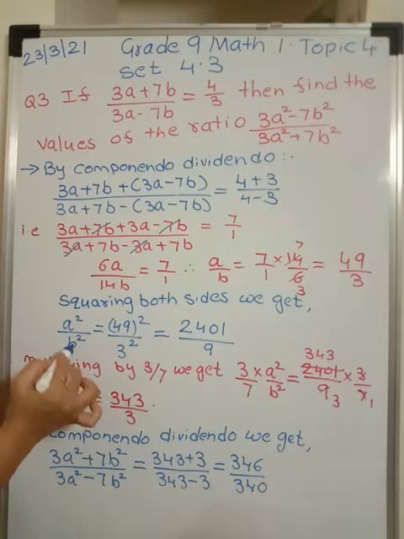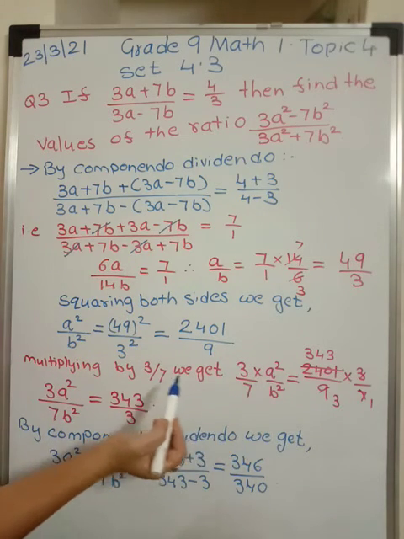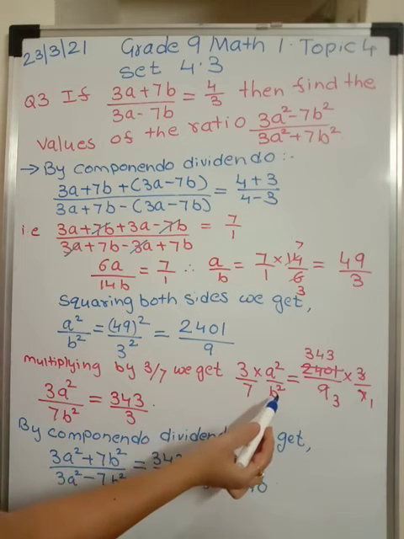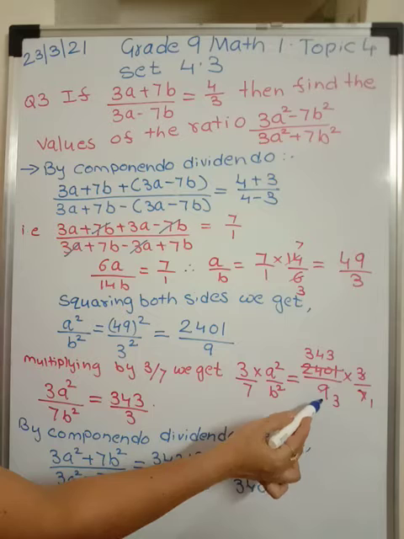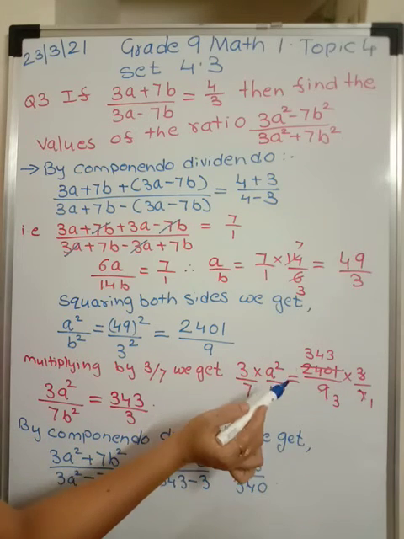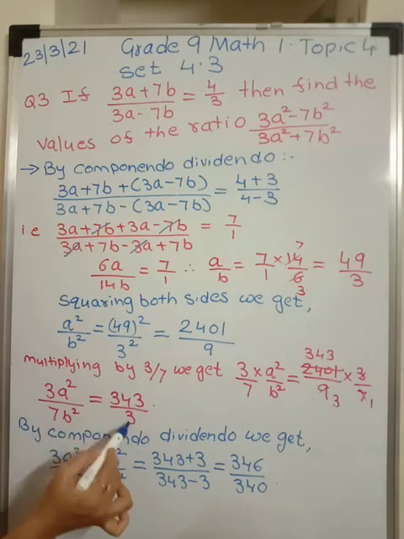But if you are multiplying this, you need to multiply this side also. So we are multiplying this also. So we have 3 by 7 into a square upon b square is 2401 upon 9 into 3 by 7. But 7 ones are 7 and 7 343s are 2401. 3 ones are 3 and 3 3s are 9. So we are left with 343 upon 3.